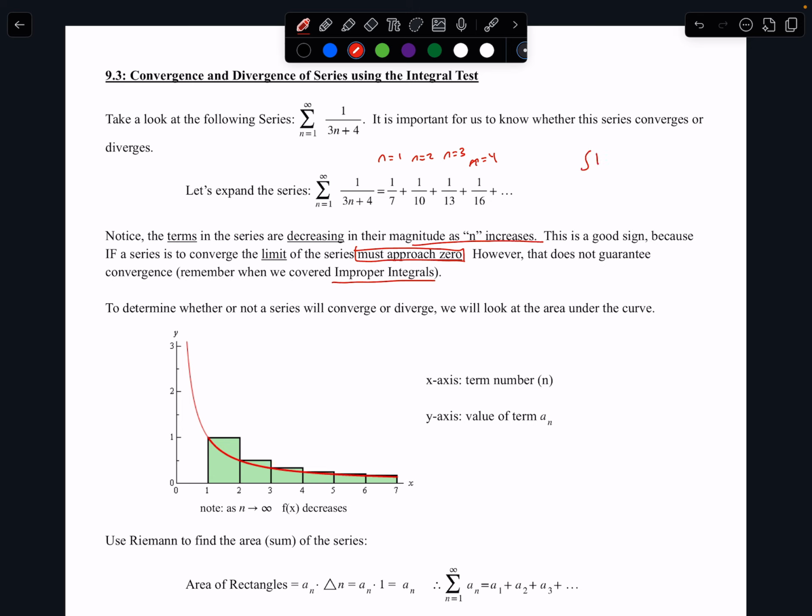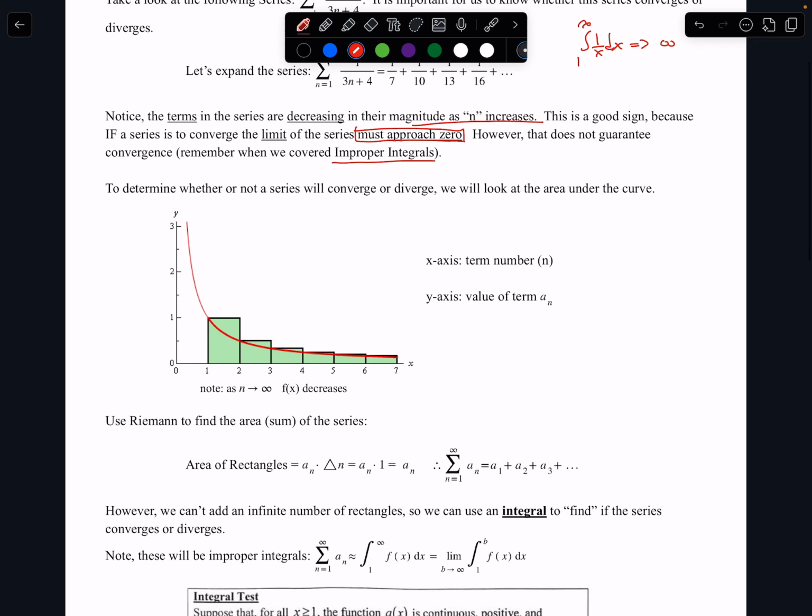Remember, if we took the integral of 1 over x dx from, let's say, 1 to infinity, this grew all the way to infinity. It approached infinity there. And so just because the values tend to get smaller as n gets large doesn't mean it's going to converge all the time. So we've got to be really careful with that. And that's what the test we're talking about today does for us.